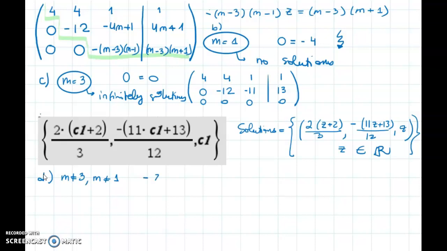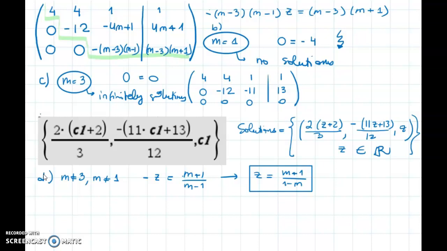So I'm going to get that negative z is equal to, and then the expression m minus 3 is going to cancel, and I'm going to have m plus 1 over m minus 1. So the value of z is going to be, I just need to change the sign, m plus 1 over 1 minus m. So for our parameter m, any value different from 3 and 1, this is the unique value of z.